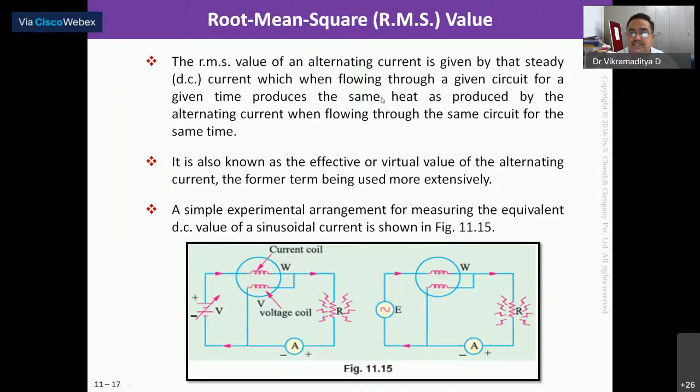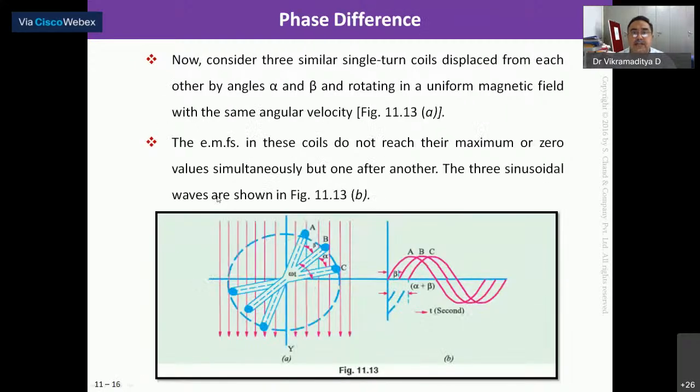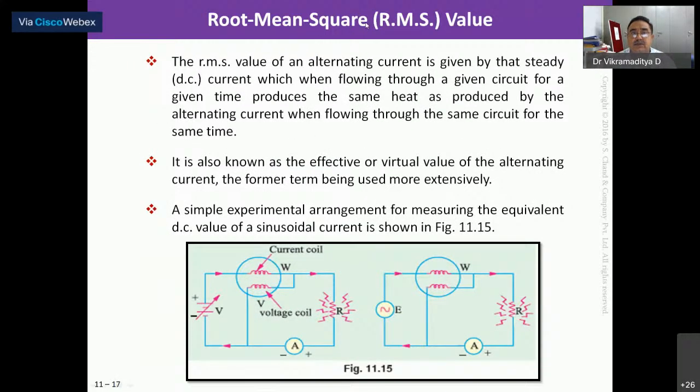So heat has been chosen as a benchmark, which dictates that some current is flowing through that given circuit, and that current we will calculate as an RMS value. Mathematically, how to calculate? You start from the last, not from the first. So start from the last, take the square, then take the average, and then take the root. You will get the RMS value of a given alternating quantity. And heat has been chosen as a benchmark to find out this RMS value.